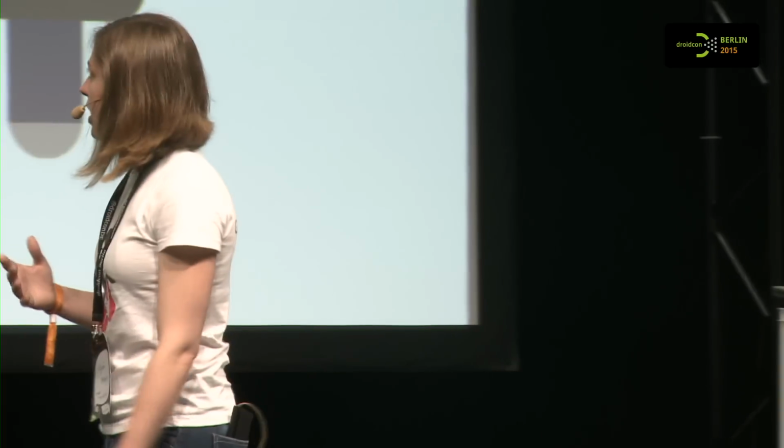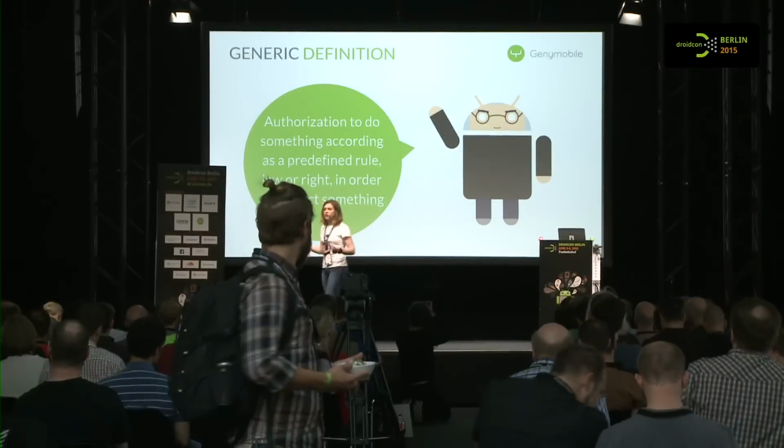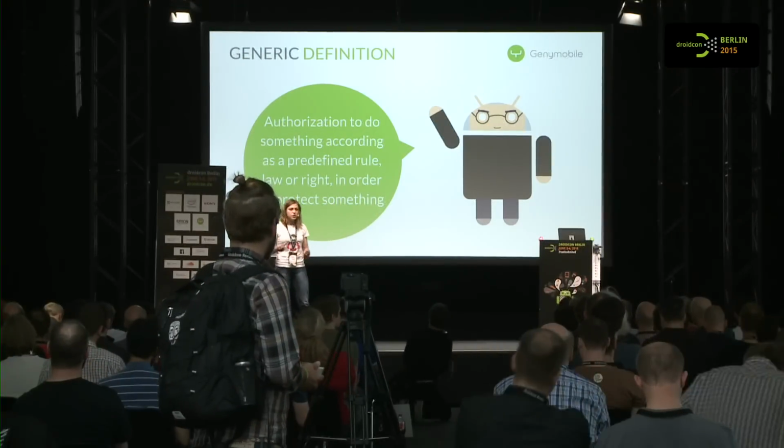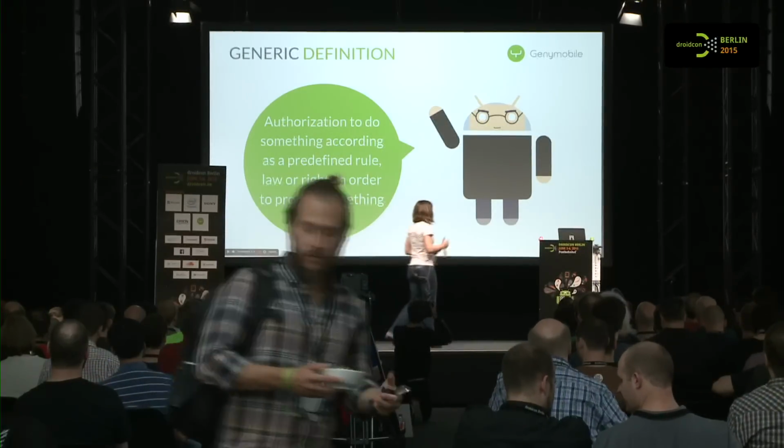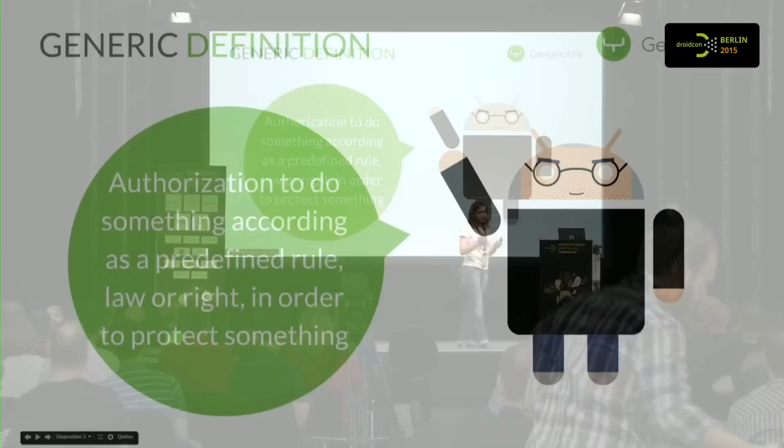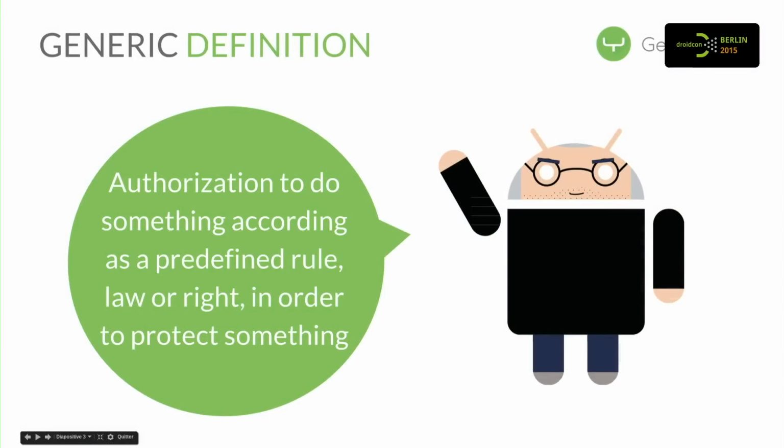I am a system developer, right? I do not develop any application. So I'm here to explain how it works and how your permissions influence the system. So what is a permission? The generic definition: you have the authorization to do something according to a law, a right, or a rule. It's in order to protect something. Okay, that's the generic definition of anything.